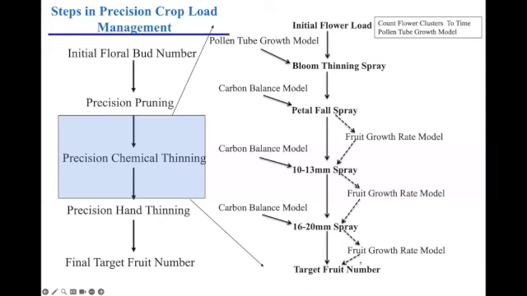So it starts with trying to count with computer vision the flower clusters at pink, and then maybe every day after that. The second reason for counting every day is to determine when the tree has enough flowers open to launch the pollen tube growth model, which is based on temperature, but it has to have a start point. Then that will define for the grower when they apply the first blossom thinning spray and then the second blossom thinning spray.